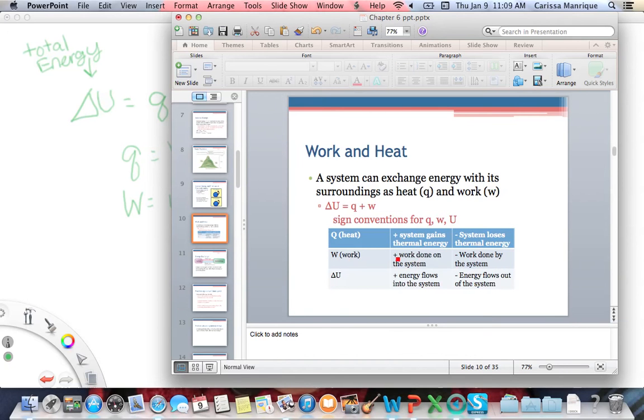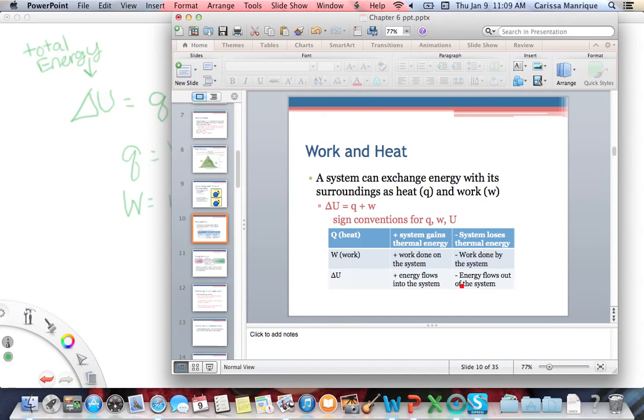Work is the same way. When work is done on the system, that's positive. Think about a massage. We want a massage done on us. We don't want to do the work. We want the work done on us. And work done by the system, whenever you actually have to do the work, that's negative. You don't want to do the work, you want somebody else to do the work. And the same thing with delta U. Energy flows into the system, so we get energy, that's positive. It flows out as negative.